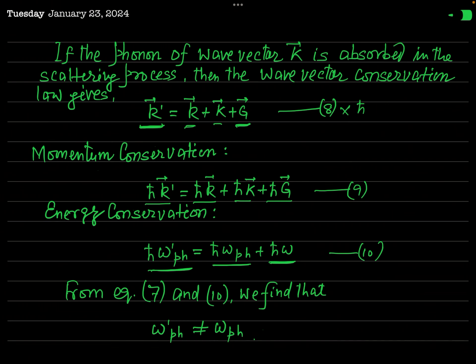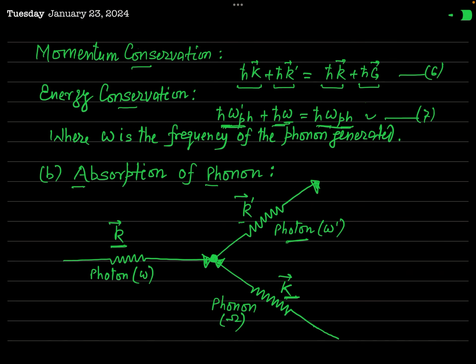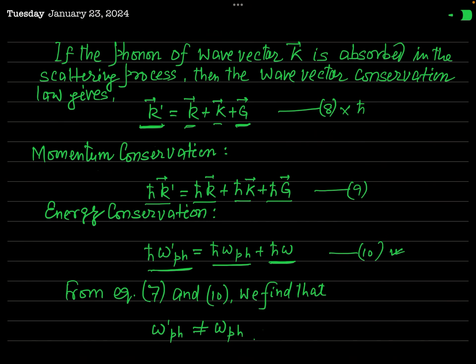Okay, so from this equation number 10 and this equation number 7, you can see that in case of this inelastic scattering of X-ray by crystal, the frequency of the scattered photon, that is omega dashed ph, and the frequency of the incident photon, that is omega ph, are not equal. So there is a change in frequency. You have seen, in case of elastic scattering, there is no change in frequency, and that process was called normal process or N process. But what you are observing here, in case of inelastic scattering, is a change in frequency. The frequency of the scattered photon is not equal to the frequency of the incident photon.